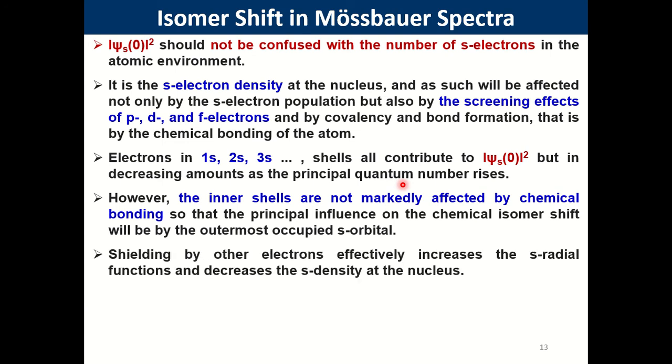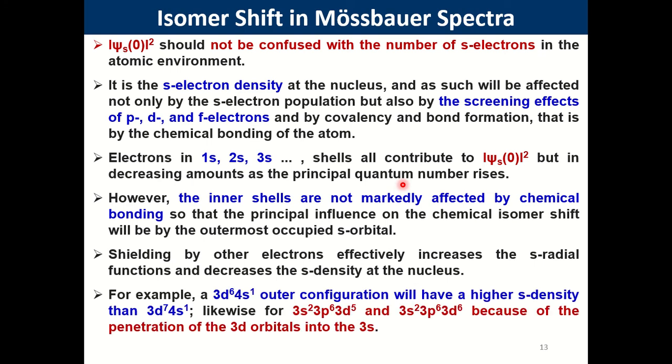So shielding by other electrons effectively increases the s radial wave function. When you have shielding, if you are looking at the wave profile, the shielding has the effect of increasing the radial wave function, so that we say the radial wave function undergoes an expansion, and there is a decrease in the s electron density at the nucleus.